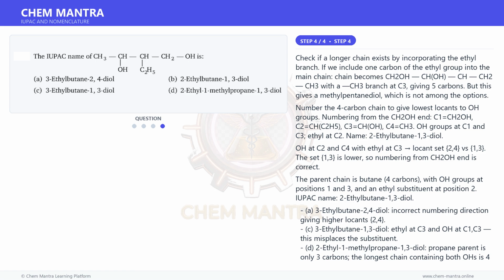A. 3-ethylbutane-2,4-diol: incorrect numbering direction, giving higher locants 2,4. C. 3-ethylbutane-1,3-diol: ethyl at C3 and OH at C1, C3; this misplaces the substituent. D. 2-ethyl-1-methylpropane-1,3-diol: propane parent is only 3 carbons, the longest chain containing both OH groups is 4 carbons, so butane must be the parent.